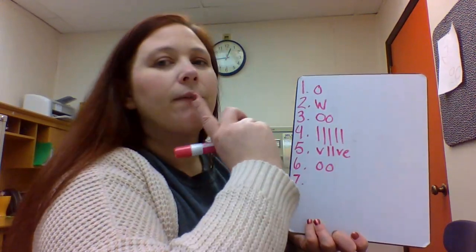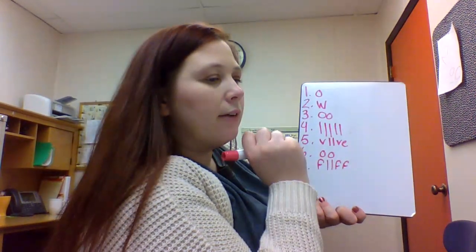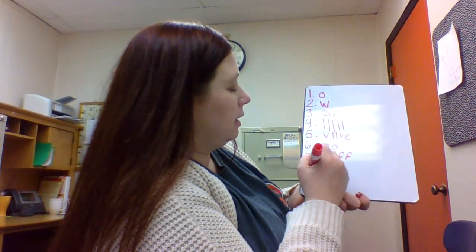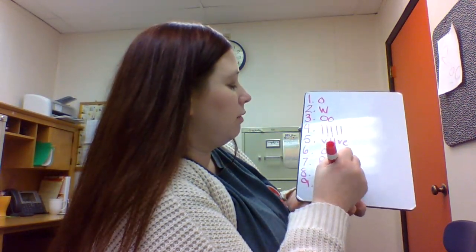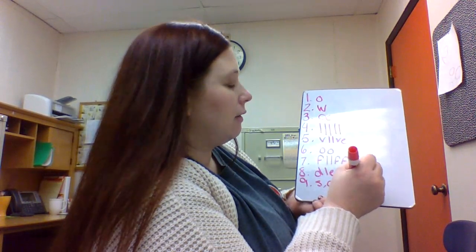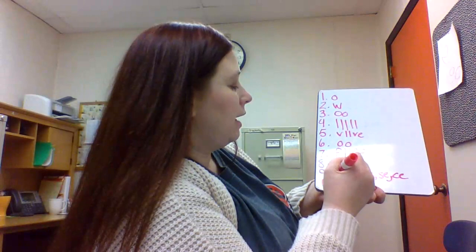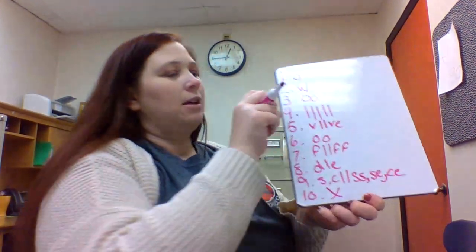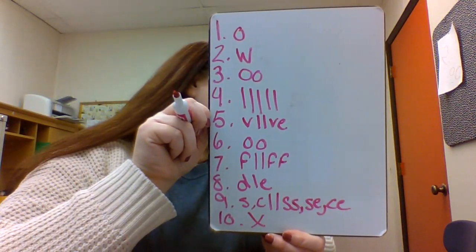Number seven is F. That's F, or as a final sound it could be FF. Number eight is dull. That's that final stable syllable DLE. Number nine is S, that's S, C, or as a final sound SS, SE, or CE. And lastly, number 10 is X, which is X. All right, make sure you have those down before we practice spelling a couple of words.